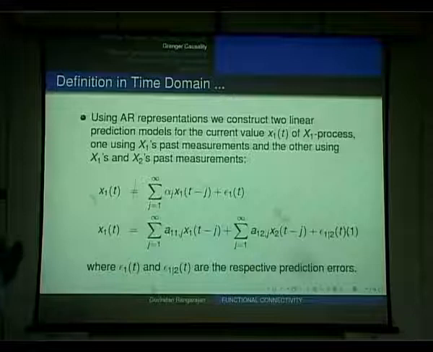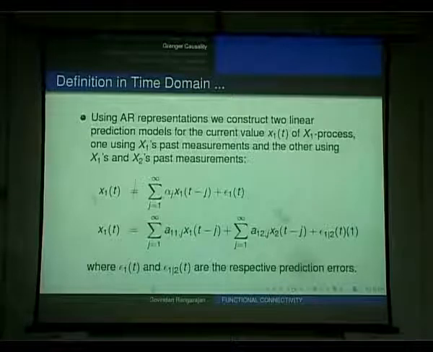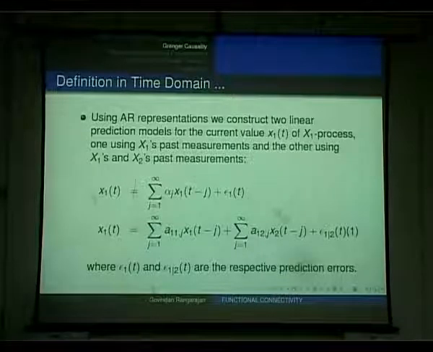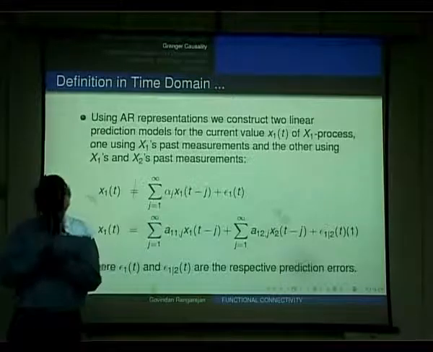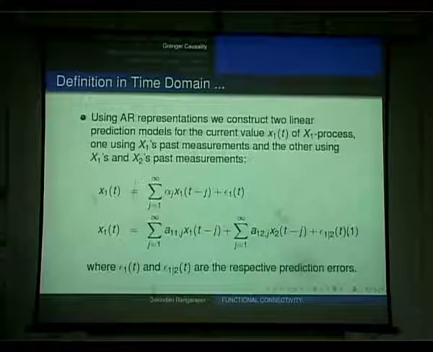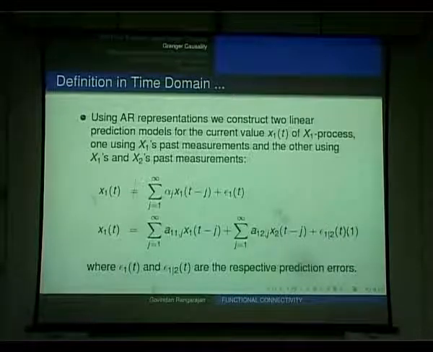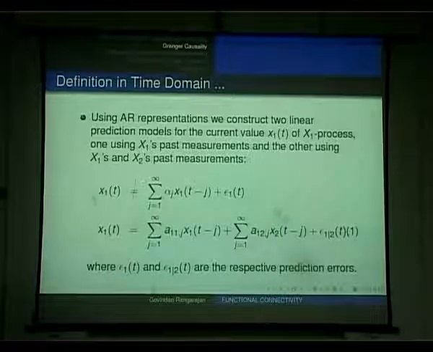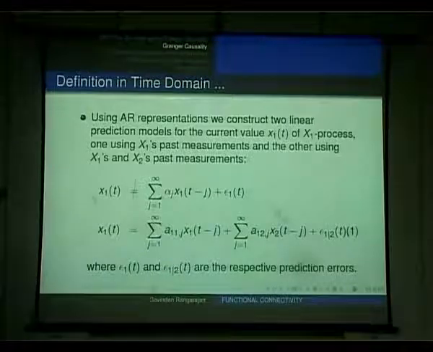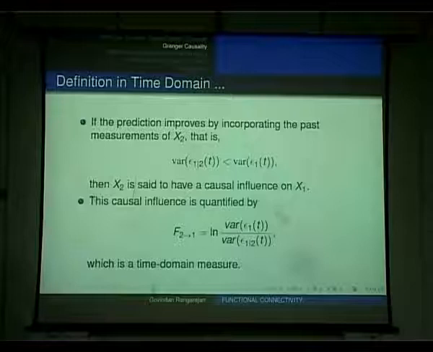So essentially, Granger causality, like many grand ideas, is very simple as far as the concept is concerned. If the past of x2 helps me in predicting the current value of x1 better, I will say that x2 has a causal effect on x1. That is quantified by looking at the size of these errors. If x2 helps in predicting x1, obviously this error is going to be smaller than the first error, because the prediction is better. So that is what Granger causality essentially does. You quantify it in this manner.